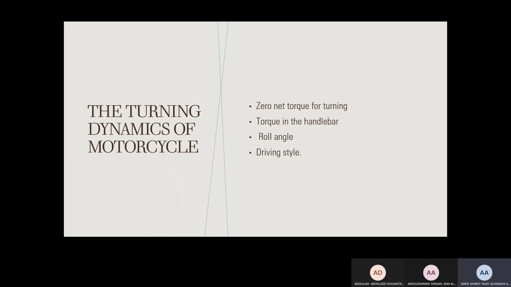The turning dynamics of a motorcycle mainly depend on the torque. So we will talk about the zero net torque for turning the motorcycle, the torque in the handlebar, and finally the roll angle and the driving style.